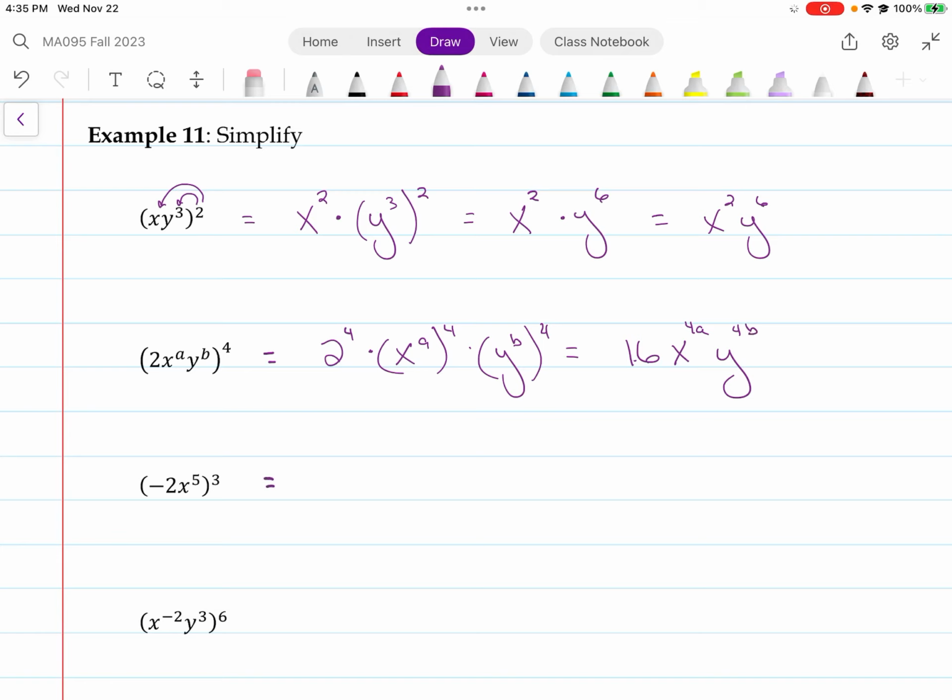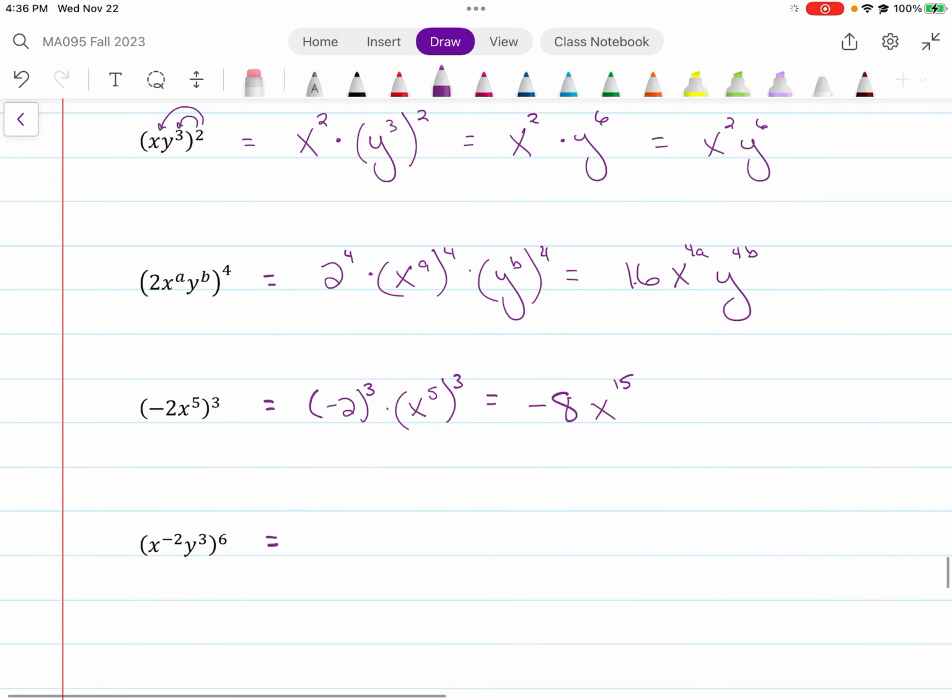All right, the next one is going to be negative 2 cubed times x to the 5 cubed. Negative 2 cubed is negative 8. X to the 5 to the 3 is x to the 15. Negative 8, x to the 15.